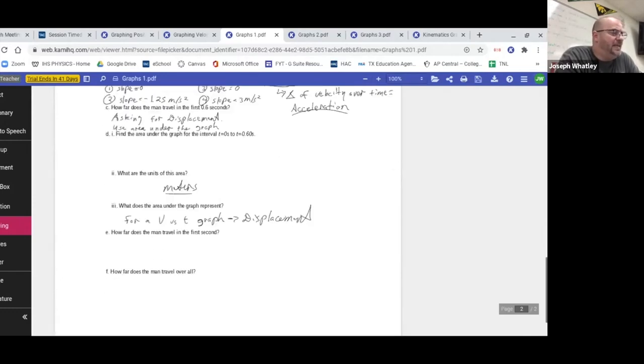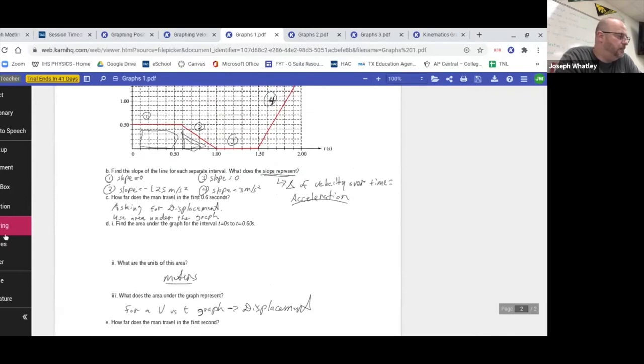That brings us to the end of graphs 1. Are there any questions specifically about graphs 1 that I could answer before we switch to graphs 2, 3, kinematics graphs?